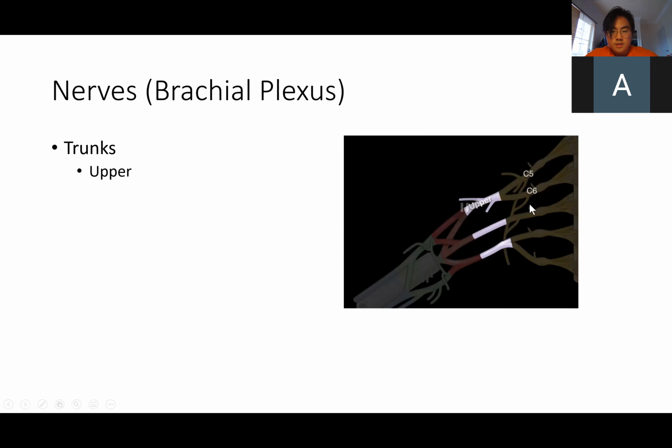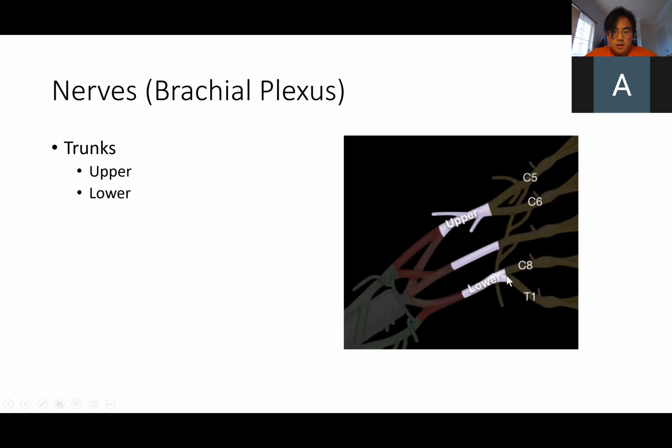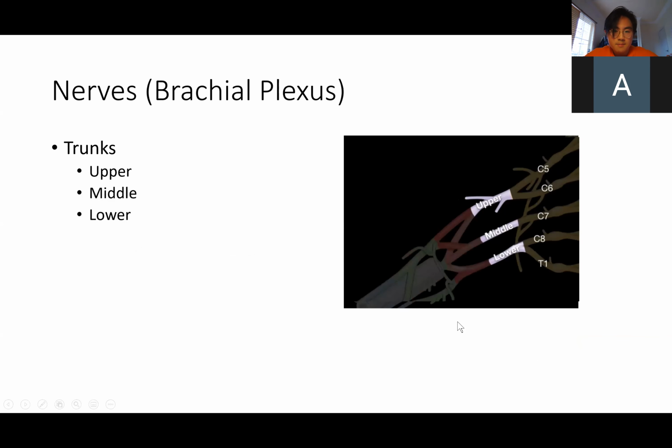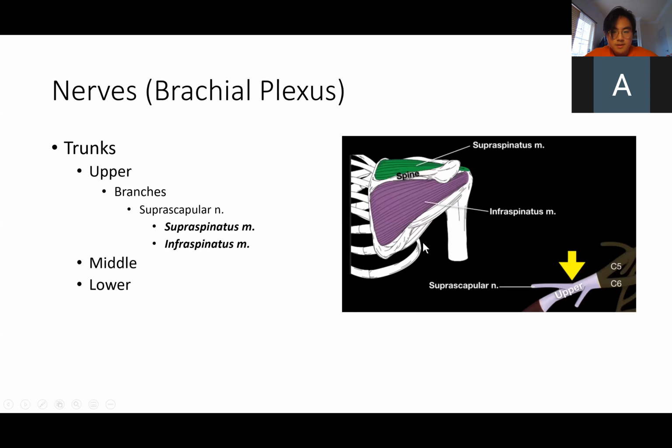Just know that your roots come together to form the trunks. You've got the upper trunk formed by C5, C6, the lower trunk formed by C8, T1, and the middle trunk formed by the C7 root. Here's just a branch. You can go back and study it. I don't have much to say about the branches.